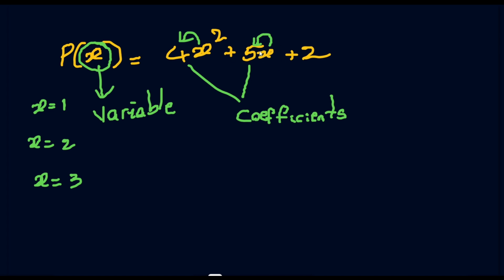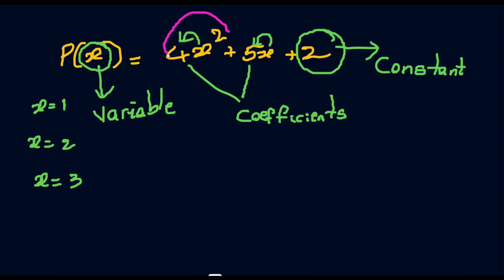So for every x value, this whole term value is changing. But irrespective of x, this third term is not changing its value, right? It's constantly 2 for all values of x. So that is why it is known as constant. And as a whole, each of these completely is known as a term. Okay, it is known as term.